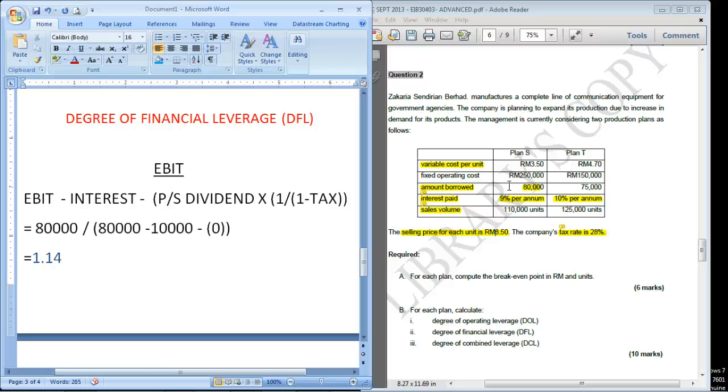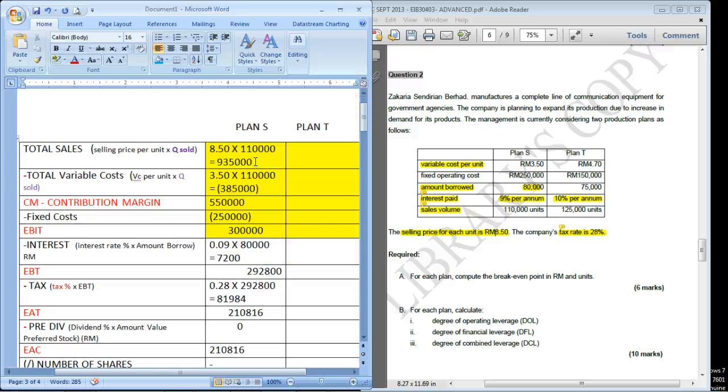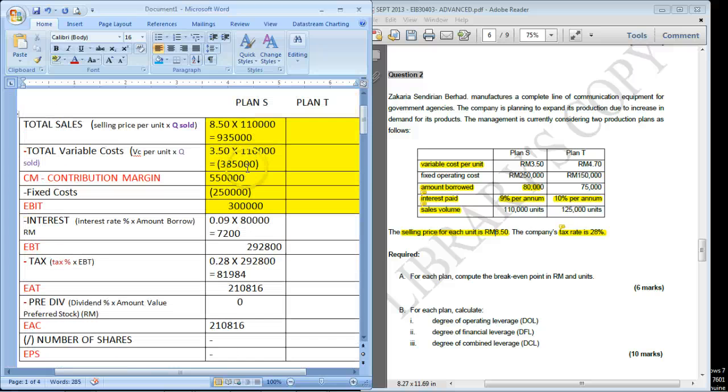You need to construct your income statement first. Why? If you don't construct your income statement, is it easy to calculate your DFL? You need to find your EBIT, your interest, and so on. So better you construct the income statement first, so that when you want to calculate, you only need to take the figures and substitute them into the formula.